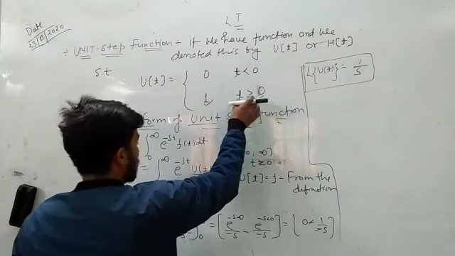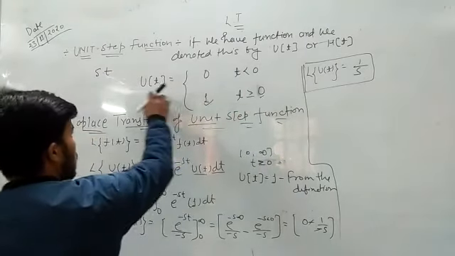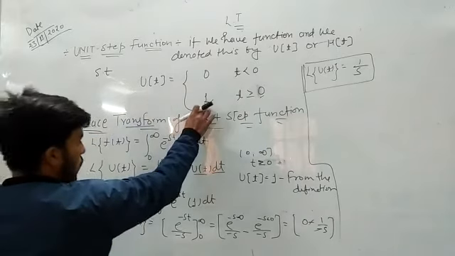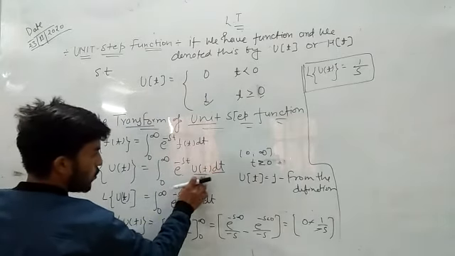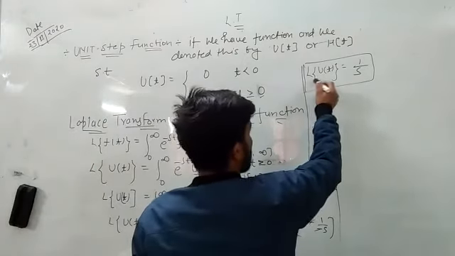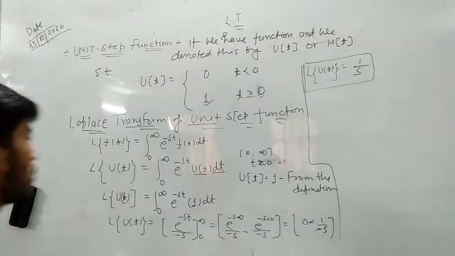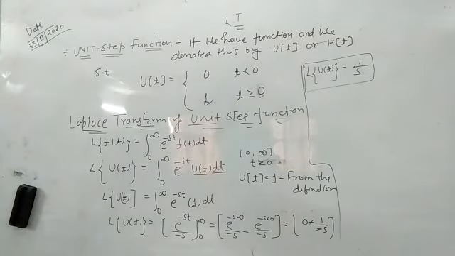So if the value of t is greater than or equal to 0, then we put the value of u(t) equal to 1. Then this is the solution. At the last, the Laplace transform of the unit step function is 1 by s. Okay, so this is the unit step function.